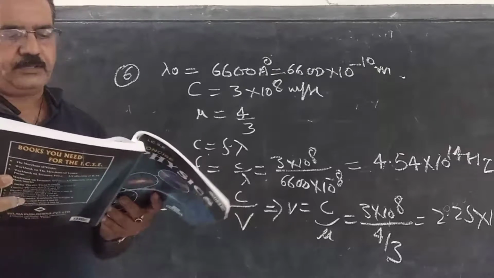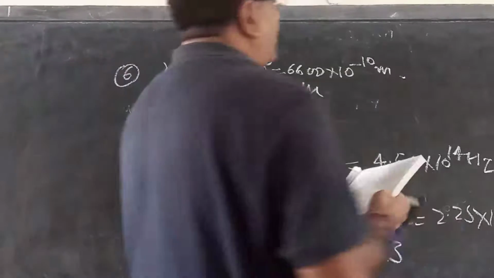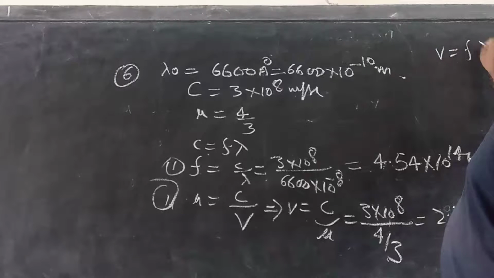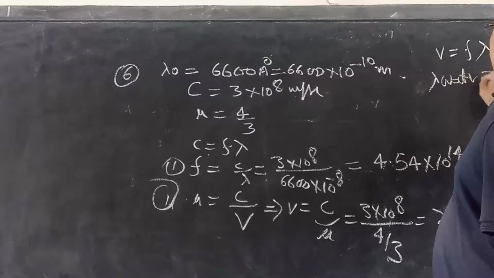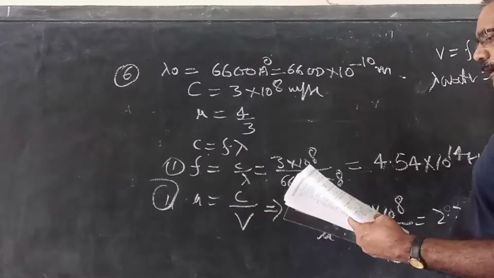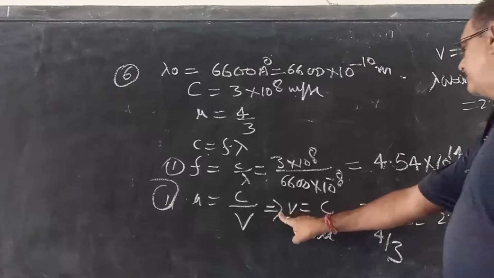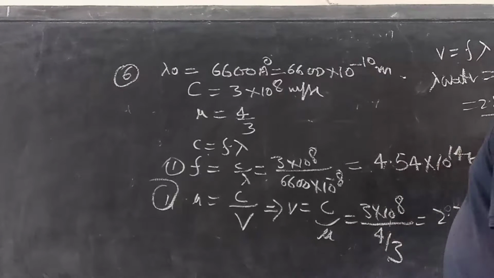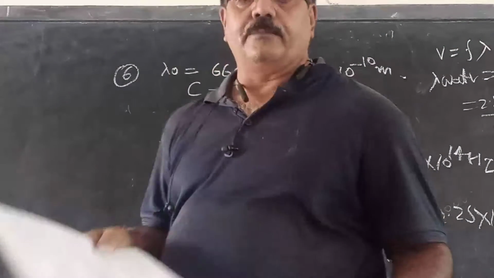Then the last part: you have to find the wavelength of light in water. V is equal to f lambda. We have to find the wavelength in water, which is v by f. V is 2.25 into 10 to the power 8, which we have just found, divided by f. And f is 4.54 into 10 to the power 14. We will get the answer.